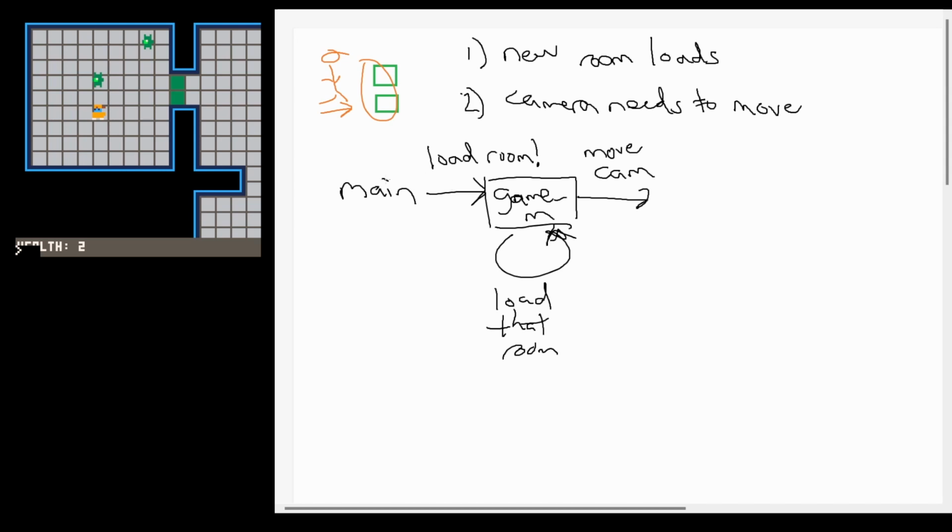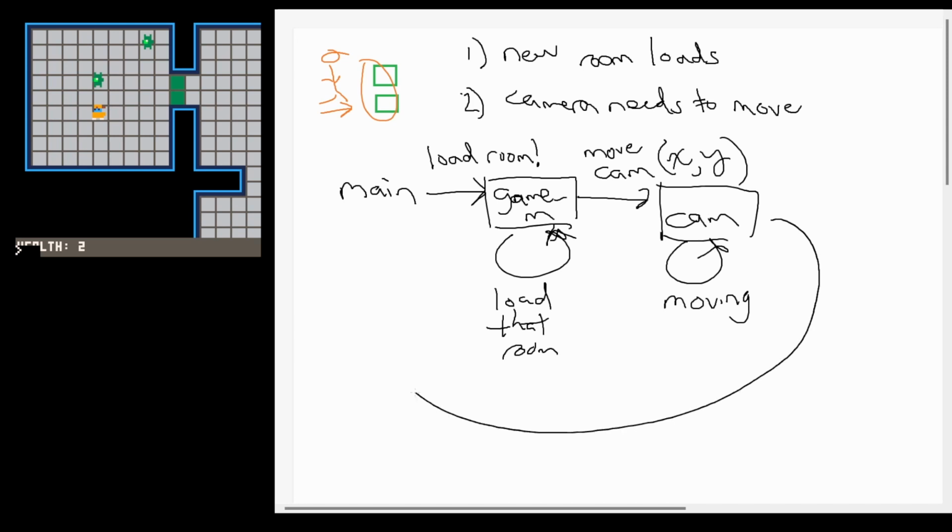So what we're going to do is, when main tells the game manager to load the room, the game manager knows the dimensions of the room. It knows the starting X and starting Y coordinates. And so that's the thing that's going to tell the camera, hey, move yourself to this new X and Y place. And once the camera is done moving, it'll say, cam move finished. It'll pass control back to the update loop.